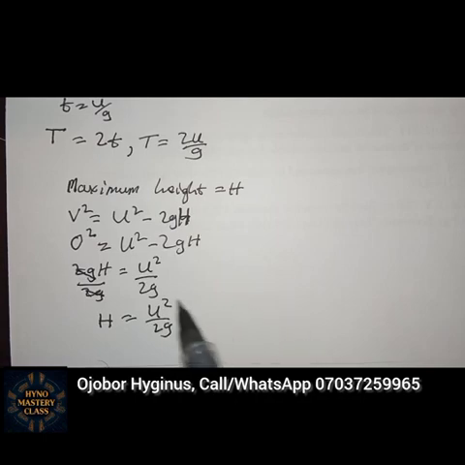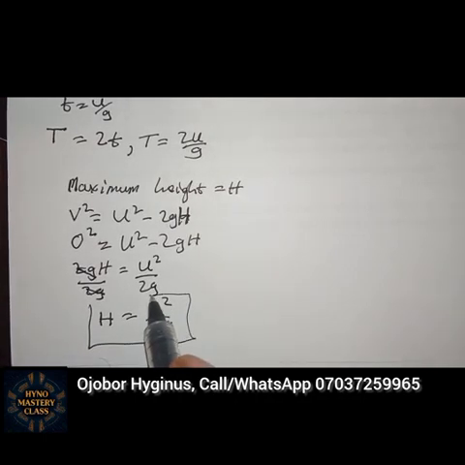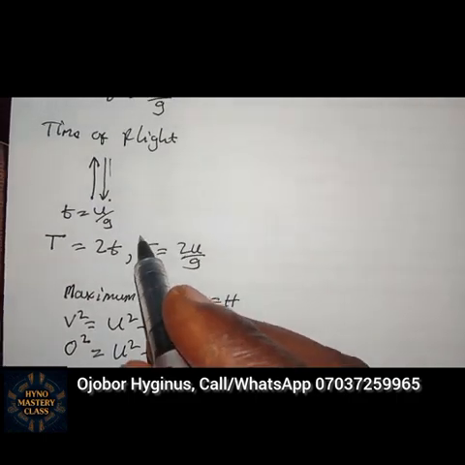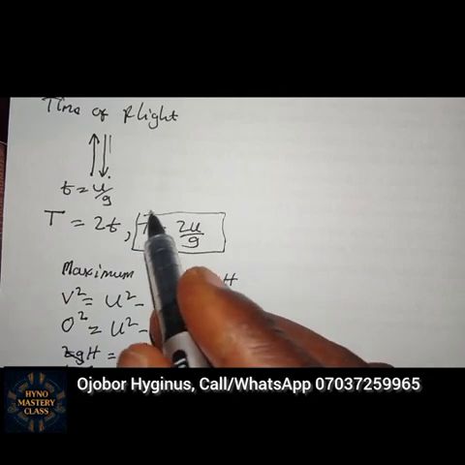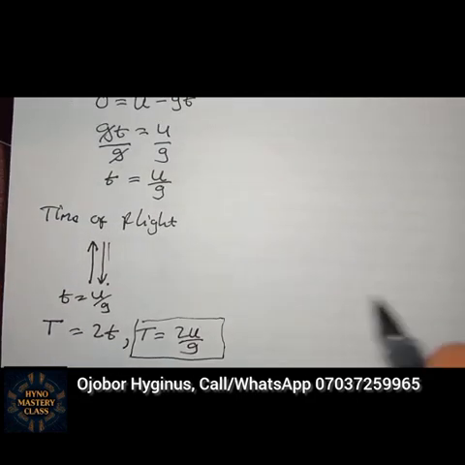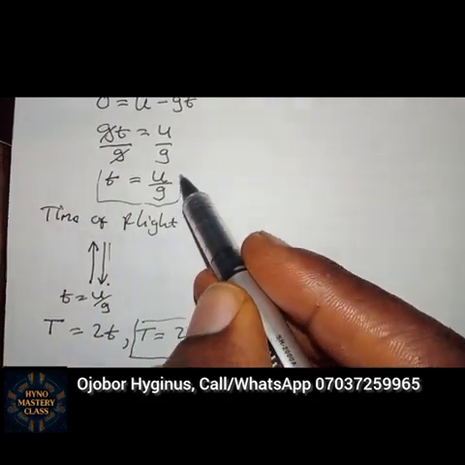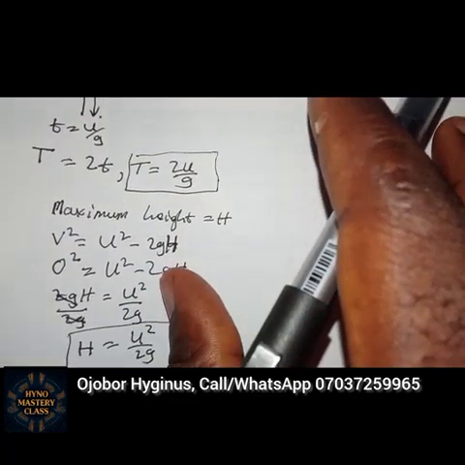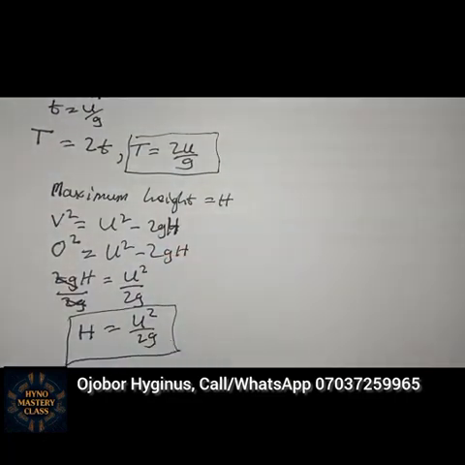So with that, we have been able to get the time of flight, time to get to maximum height, and maximum height. This is the time of flight, t equals u over g. The time to get to maximum height is this, t equals u over g, and then the maximum height is u squared all over 2g.